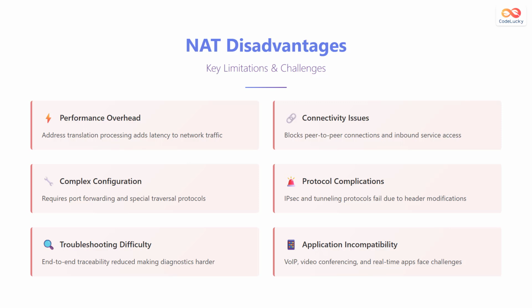Fourth, protocol complications. Certain protocols like IPsec and tunneling protocols fail because NAT modifies IP headers, breaking the protocol's integrity checking. Fifth is troubleshooting difficulty. End-to-end traceability is reduced, making network diagnostics harder. Sixth, application incompatibility. Real-time applications like voice over IP, video conferencing, and online gaming often struggle with NAT because they require direct connections between devices.